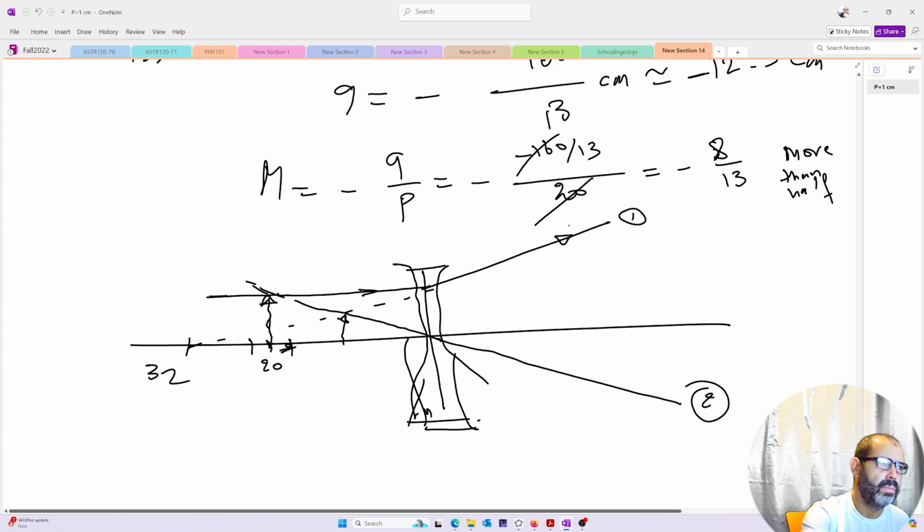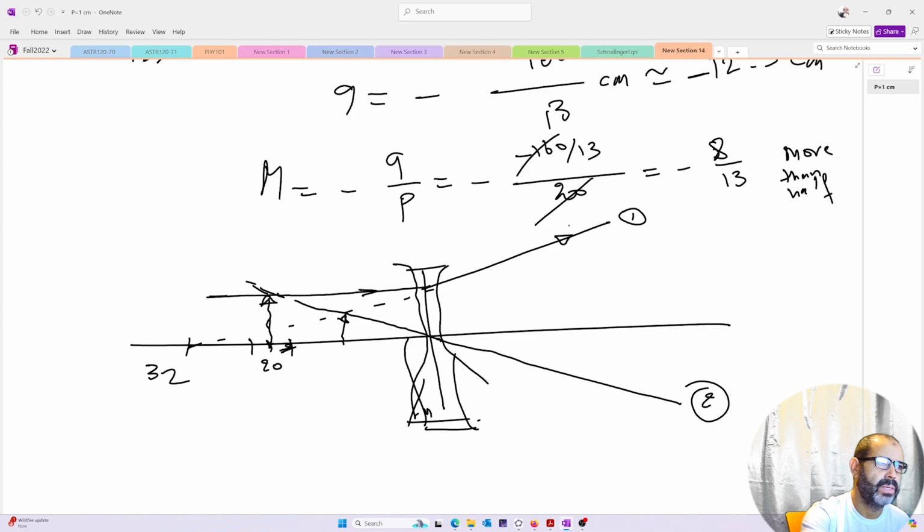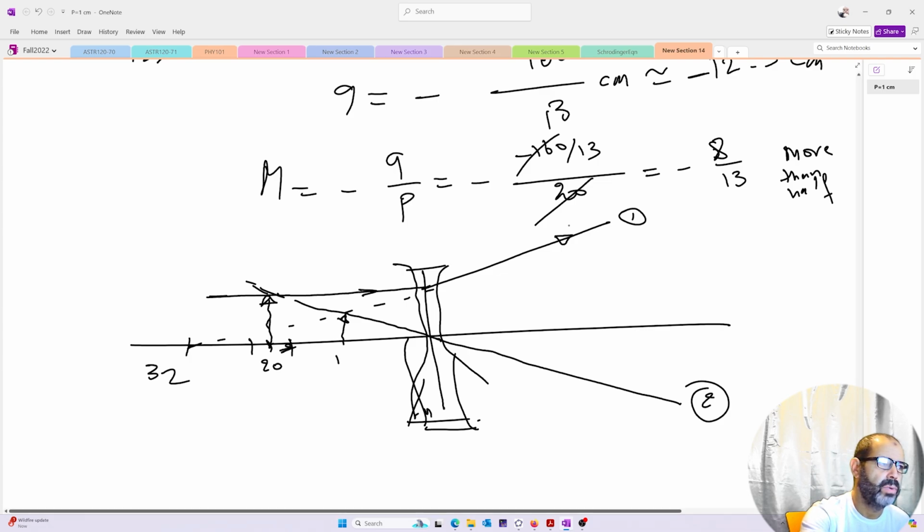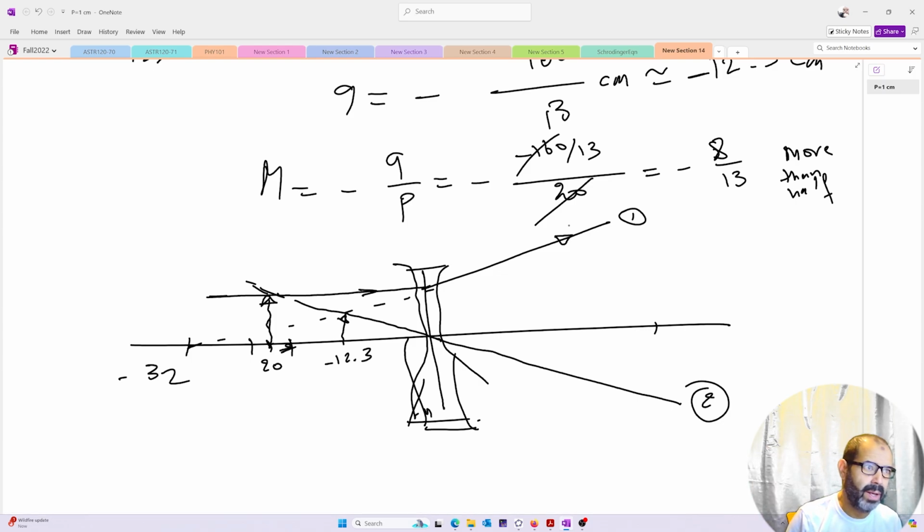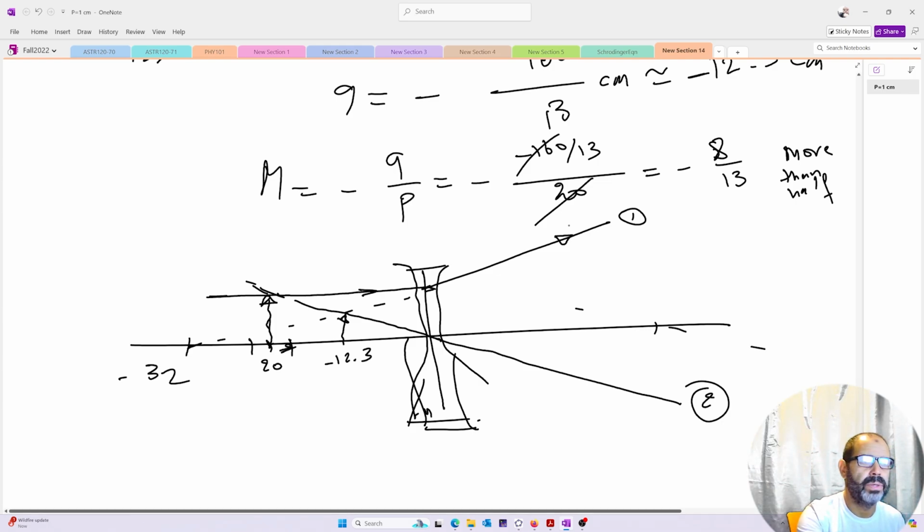So it's virtual because there is no light in it. It's an extension of the other ray. And this image is situated at 12.3 centimeters, with a negative sign because it's on this side. And this is also negative. So that's a lens. Of course, it has two focal lengths, so even though it's a diverging lens, it still has two focal lengths. If it was converging, then this ray would go here. But this is diverging, so the ray will go away from it. So this is problem 38.